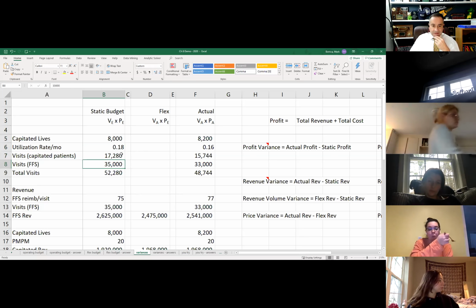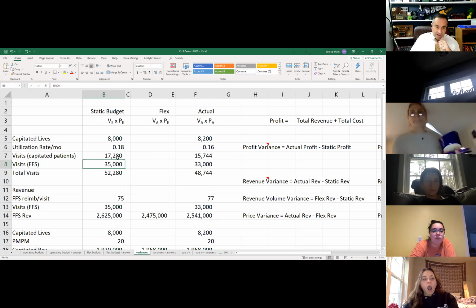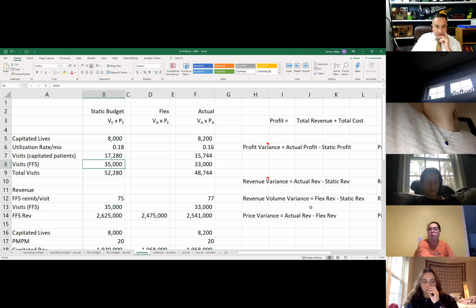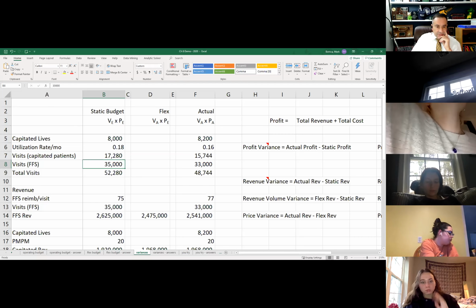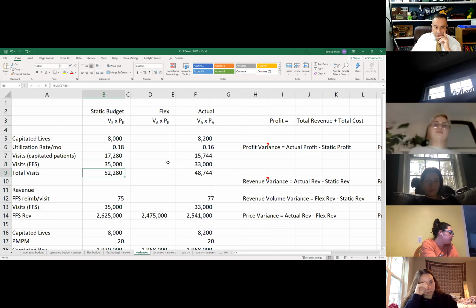So now to complete the statistics budget, we need to know we're not just a capitated clinic, so we're not closed to non-capitated patients. We're also seeing fee-for-service patients, and in fact, it looks like we're seeing more fee-for-service patients than capitated patients. You have 17,000 visits generated by your capitated patients, 35,000 visits generated by your fee-for-service patients, and that gives you a total number of visits of 52,280.